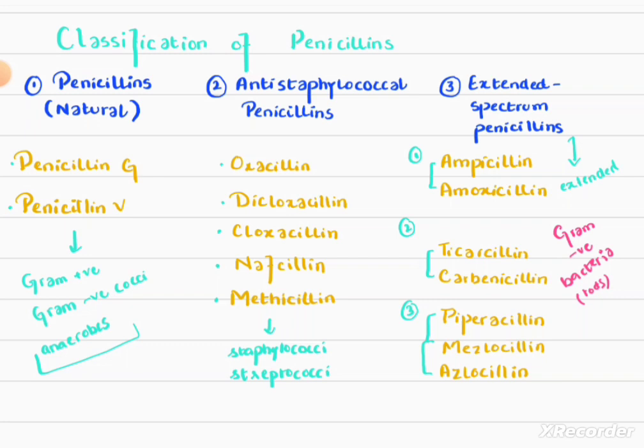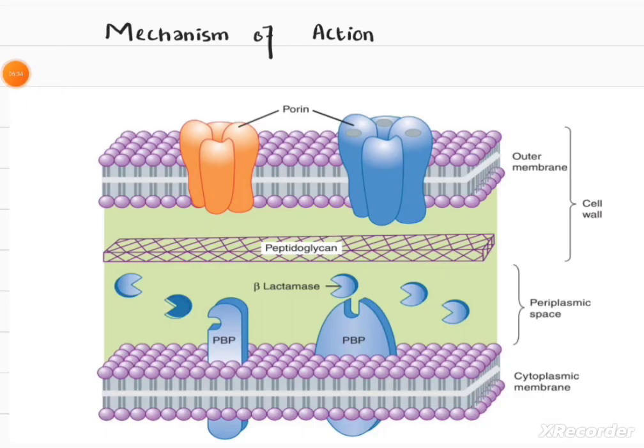Now let's move towards the mechanism of action by which the penicillins work. So now here we have a cell wall. We have a structure of cell wall here, and this is the cell wall of a gram-negative bacteria because it has these porins. So now we can see that this structure right here is the cell wall, and after the cell wall there is the periplasmic space, which has the penicillin binding proteins, and then we have the cytoplasmic membrane, and after this the cytoplasm of the bacterial cell is present.